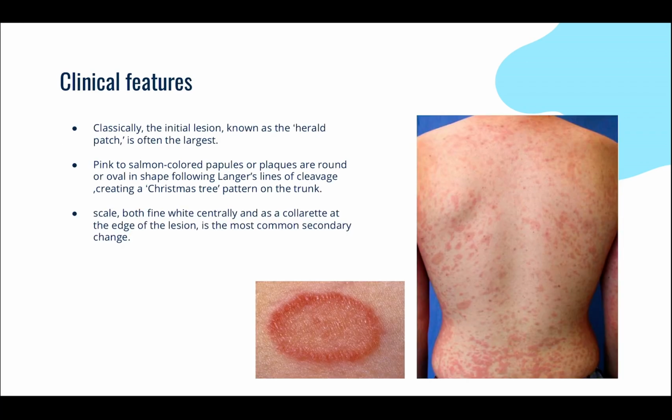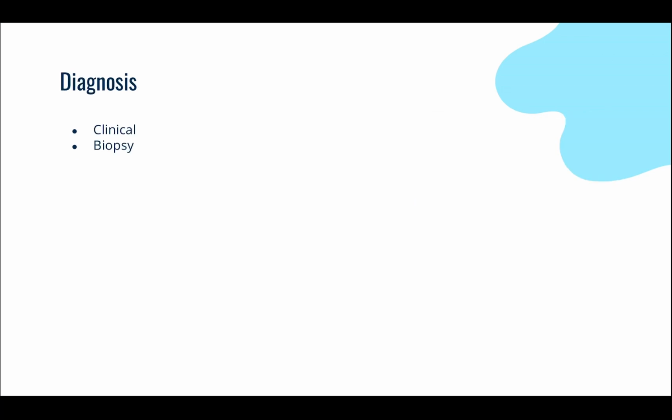For the clinical features, it usually presents as a large patch on the trunk called the herald patch, which is the largest one. Then it develops into small salmon-colored papules and plaques that distribute in a Christmas tree pattern. They also have scales at each lesion. The scales are at the periphery of the lesion and free from the center, which we call the marginal collarette scales. For the diagnosis, same as the previous one, it is clinical and it can be confirmed by biopsy.